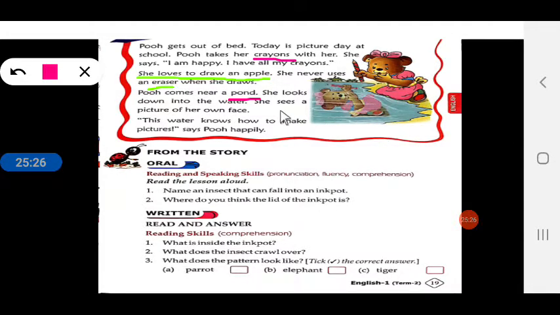So dear students, have you understood today's topic, An Ant and a Pattern? I hope you have understood very well. And in the next class, let us discuss the question answers and the grammar part of this lesson. Okay, I hope you have understood well once again.